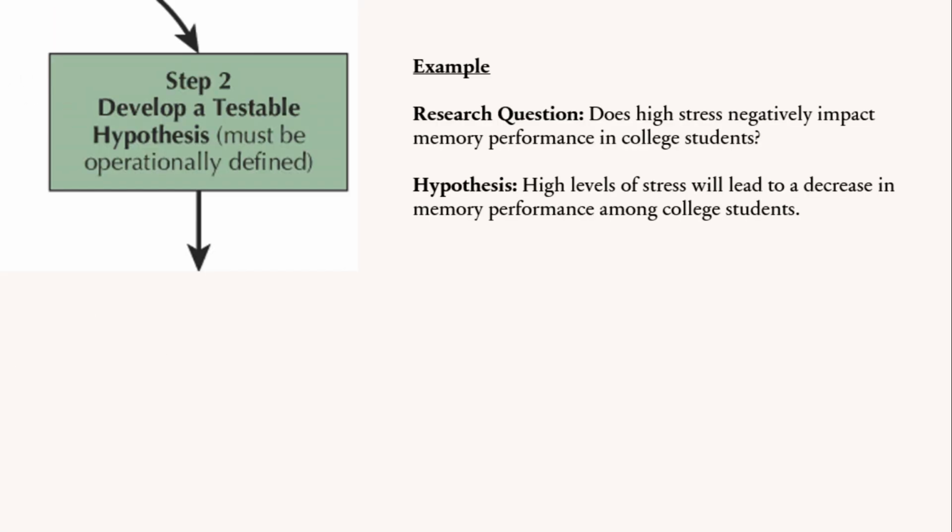Step 2. A hypothesis is a testable prediction or explanation for the observed phenomenon. It is a statement that specifies an expected relationship between variables. In psychology, hypotheses are often derived from existing theories or prior research. In the example, based on their research question, the psychologist forms a hypothesis: high levels of stress will lead to a decrease in memory performance among college students.